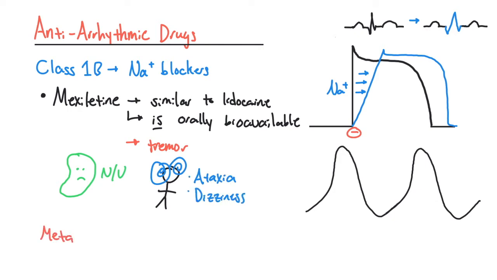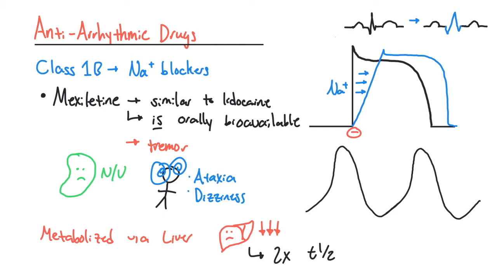Mexiletine is also metabolized via the liver, and as such, hepatic impairment fairly significantly affects the half-life. So if our little liver here is not doing too well, it will actually cause a doubling of the half-life. So we do want to watch out in patients with any sort of hepatic impairment when they're receiving mexiletine.